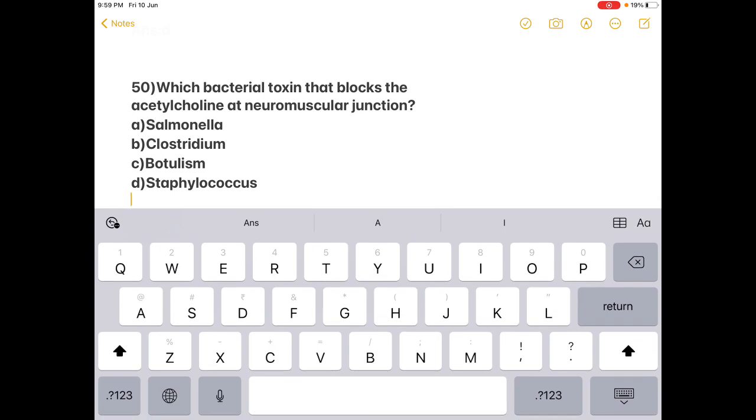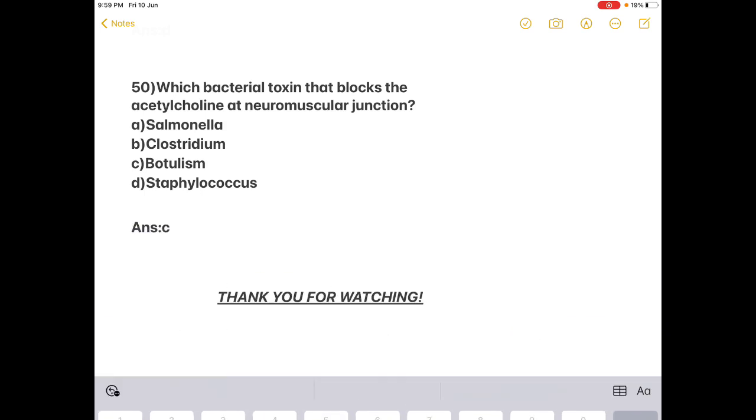Next question, which is the last question for today. Which bacterial toxin blocks the acetylcholine at the neuromuscular junction? Option A, salmonella. Option B, clostridium. Option C, botulism. Option D, staphylococcus. The correct answer here is C, botulism.